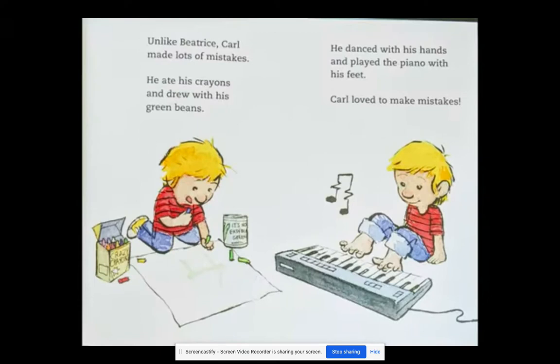Unlike Beatrice, Carl made lots of mistakes. He ate his crayons and he drew with his green beans. He danced with his hands and played the piano with his feet. Carl loved to make mistakes.